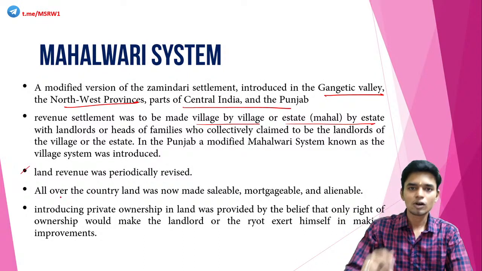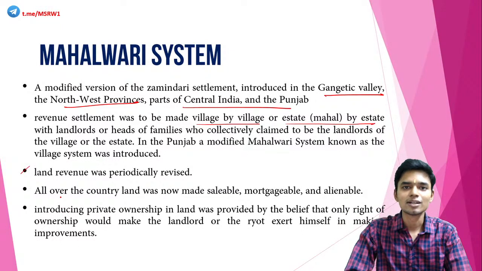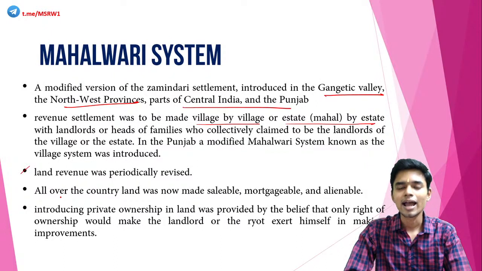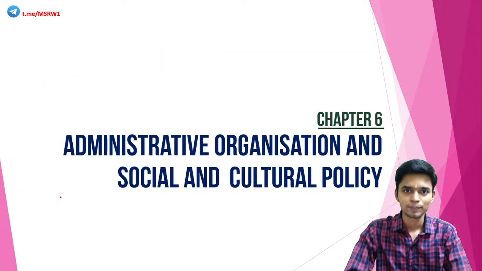So this is all about the different kinds of revenue settlements in India and the basic kind of economic policy that was followed by the British in trade, manufacture, agriculture and land revenue in India. Okay, that is the end of chapter 5. Now we start chapter 6, that is administrative organization and social and cultural policy. But before that, let me see if you have any queries.